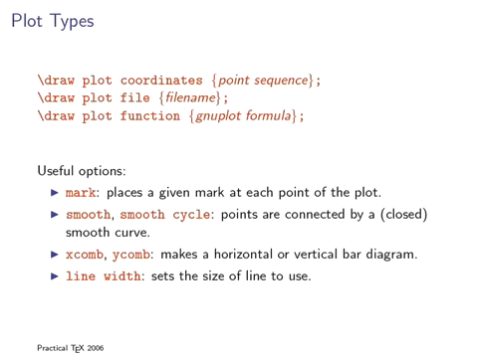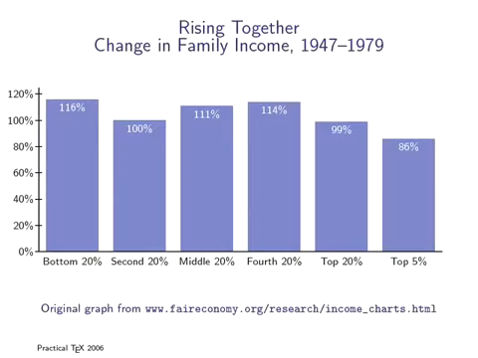A lot of options for your plot types. You can put marks at each of the given points. You can make them smooth so that there's a nice smooth Bézier curve between them. You can make it a closed curve. You can do horizontal or vertical bar diagrams by using xcomb or ycomb, and you can set the length of the pin. I'm running out of time, so I'll try to get through this really fast.